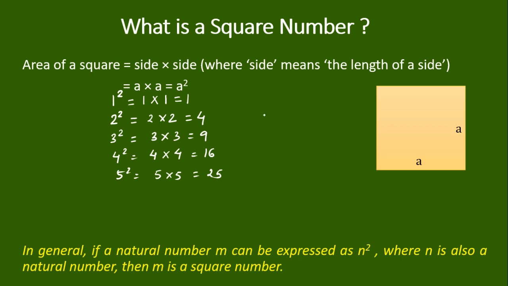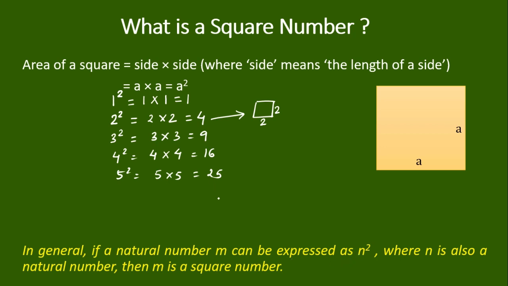Now, what exactly is this square number? When I am saying 2 square, that means I am referring to a square which has a side of 2. It can be 2 centimeter, 2 meter, 2 kilometer, or 2 millimeter, anything. If it has a side of 2, then the area of that square will be equal to 4. Similarly, if a square has a side of 3, then the area will be equal to 9, and so on.